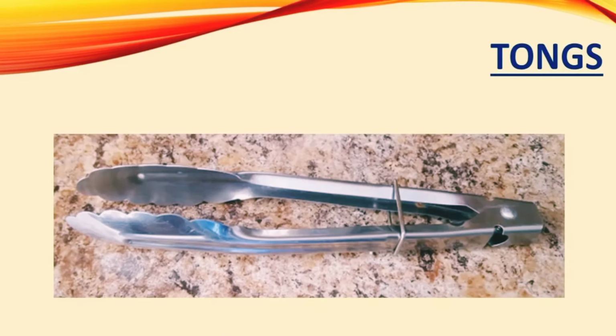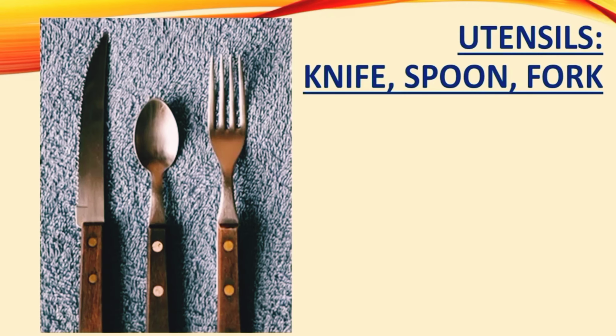Tongs. You can use tongs to pick up food. Utensils. Knife, spoon, fork. You use a knife, spoon, and fork to eat food. Together, these items are called utensils.